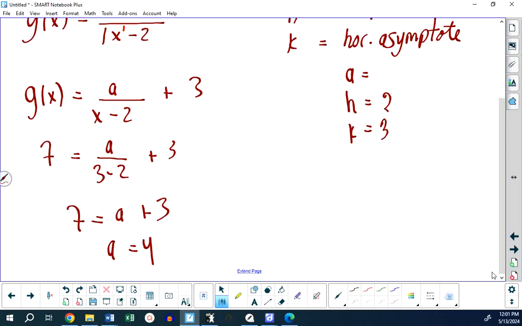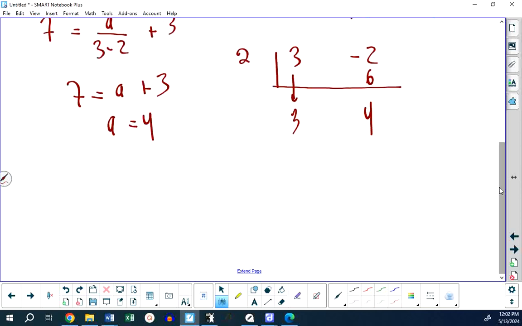If the bell rings, don't be offended. I won't be offended if you leave. But I will show you that you can do this with synthetic division. We're dividing 3x minus 2 by x minus 2. Multiply, you get 6. Add, you get 4, which means that this function is the same as 3 plus 4 over x minus 2. That's the quotient plus the remainder over the divisor, and then you can see that a is 4, h is 2, and k is 3. We'll see you guys later.